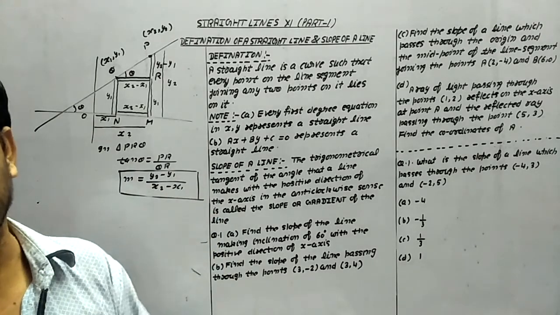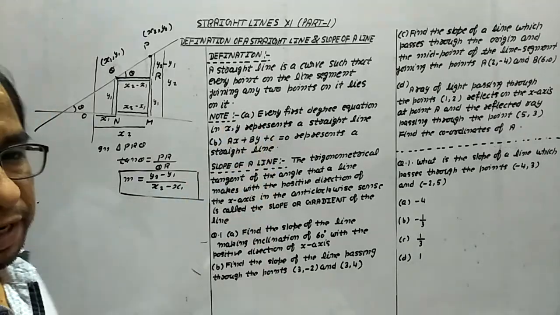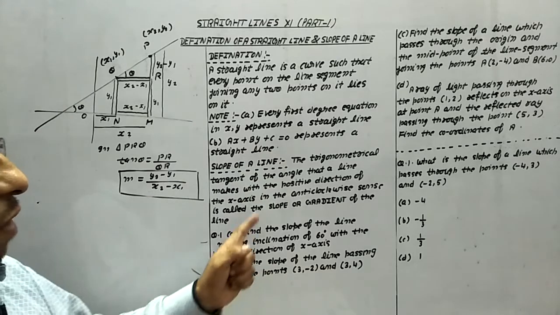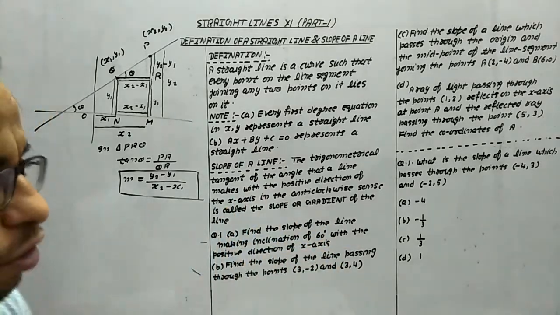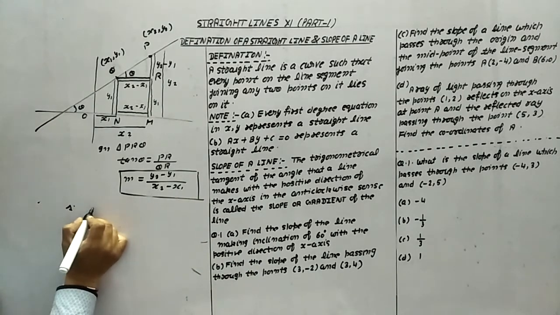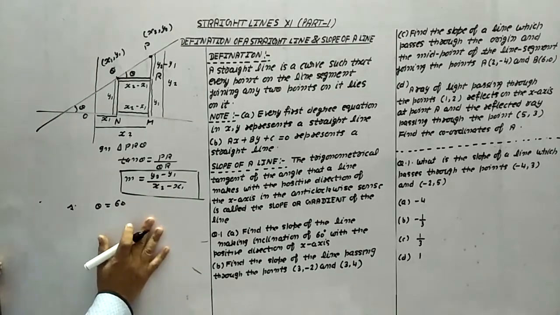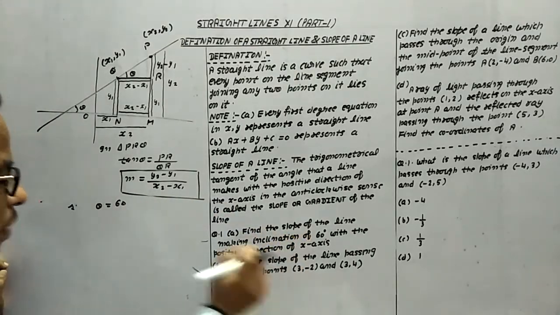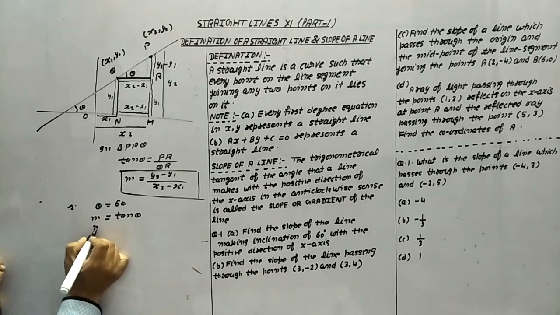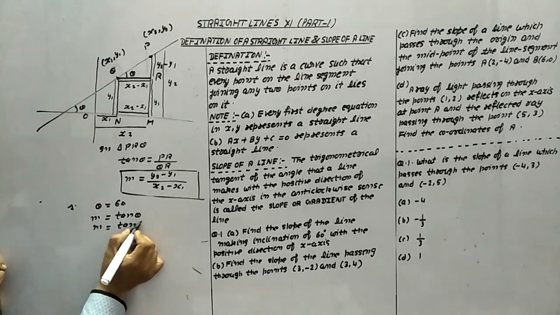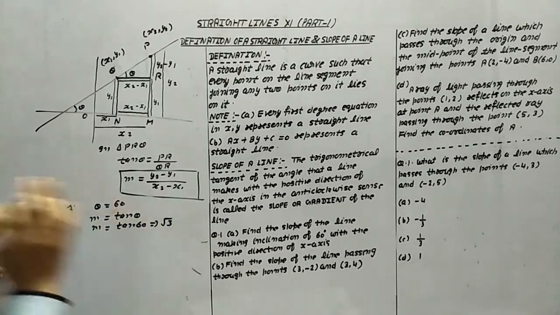Now let's solve questions related to this explanation. Look at question number 1. Find the slope of the line making an inclination of 60 degrees with the positive direction of the x-axis. Here we have theta equals 60 degrees, because this is with the positive direction of the x-axis. So m equals tan theta, m equals tan 60, and we know very well tan 60 is root 3. Therefore, the slope of this line is root 3.